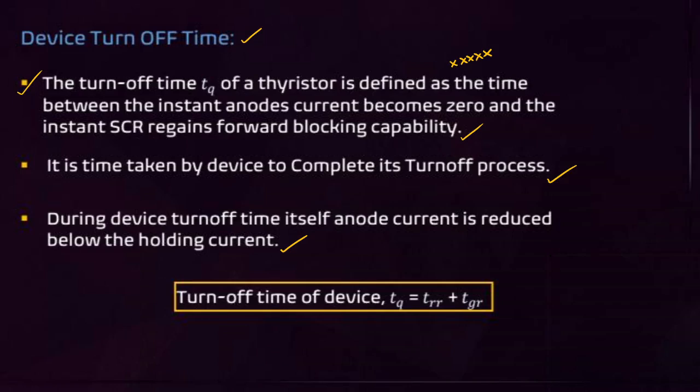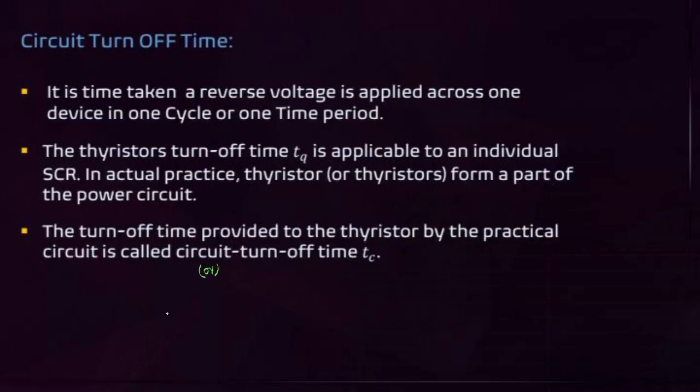But even though current is reduced below the holding current during device turn off time, for some extra time we are applying the reverse voltage. That extra time is considered as circuit turn off time. Why are we applying some extra time? For reliable turn off of SCR. The device turn off time, I told already, is reverse recovery time plus gate recovery time.